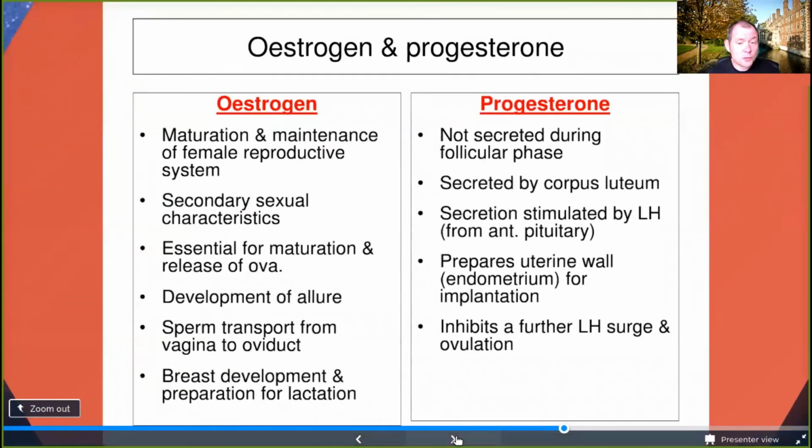The important hormones, just to summarize here, we have estrogen and we have progesterone. And here's just a summary of their functions. I won't go through them again. Just maybe take a look at this slide yourself in your own time.